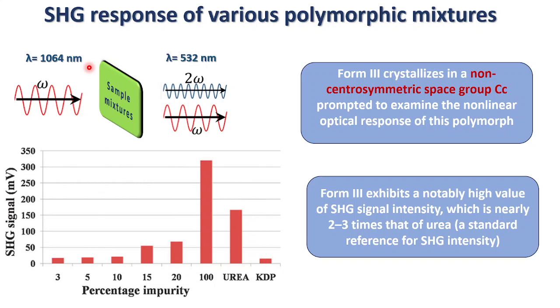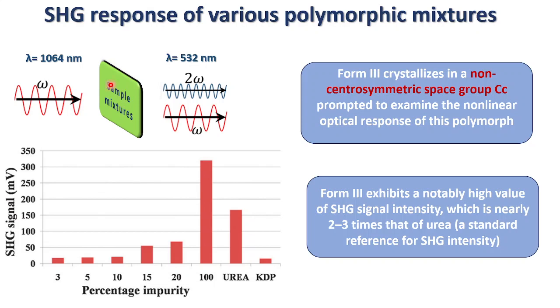The second harmonic generation phenomenon is very significant. I already mentioned that the third form is the impurity present with form 1. Form 3, the impurity, crystallizes in a non-centrosymmetric space group, Cc. Since it is a non-centrosymmetric space group, it shows the property of second harmonic generation.